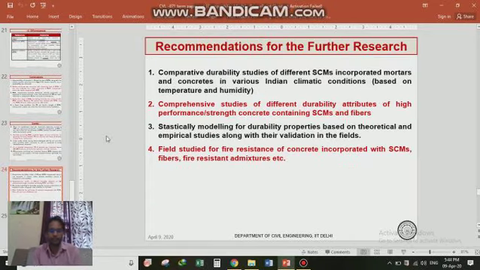So the recommendations for further research, based on the conducted literature surveys, are as follows. First is a comparative durability study of different SCM incorporated mortar and concrete in various Indian climatic conditions. In India, 5 climatic conditions are there, like warm, humid, dry, and those climatic conditions are based on temperature and humidity.